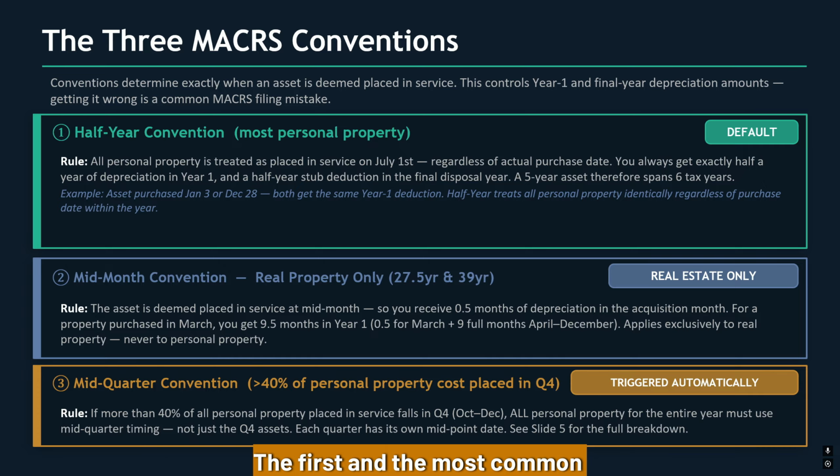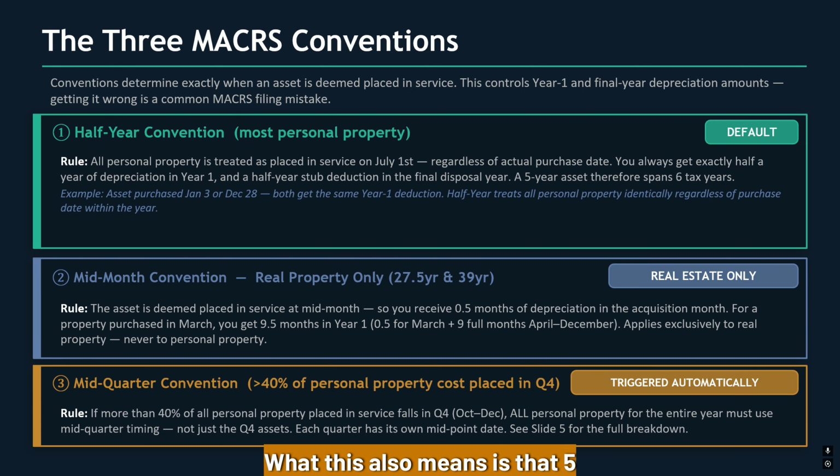The first and most common convention is the half-year convention. Under half-year, all personal property, meaning your 3-year, 5-year, 7-year, 10-year, 15-year, 20-year assets, is treated as if it was placed in service exactly halfway through the year, on 1st July. This is true regardless of when you actually bought it. You can buy a computer on 2nd January or 30th December. You get the same year 1 deduction either way.